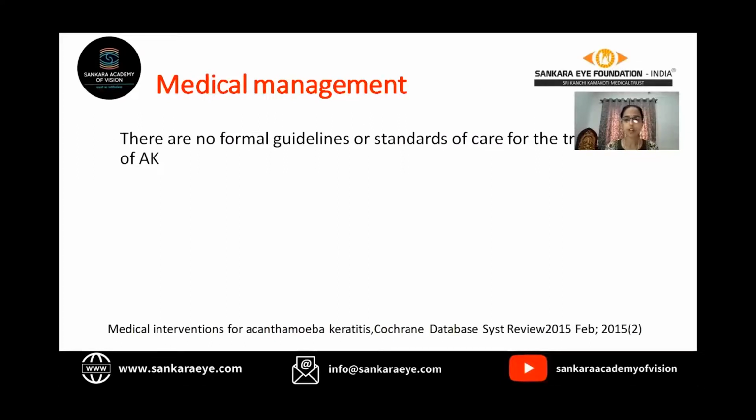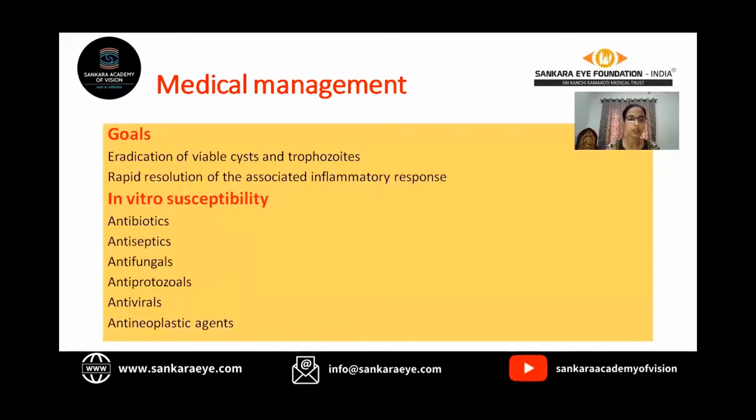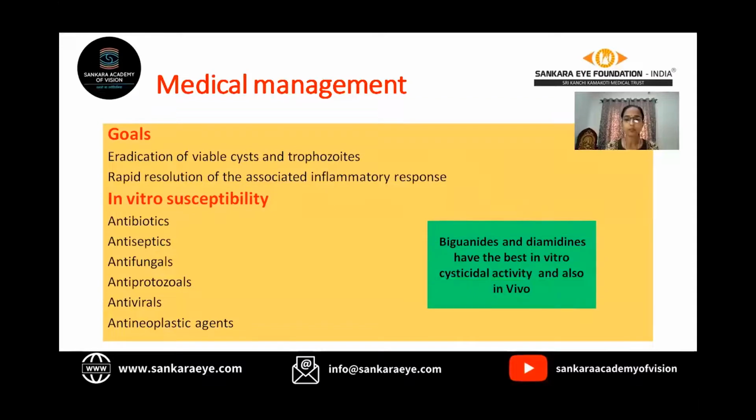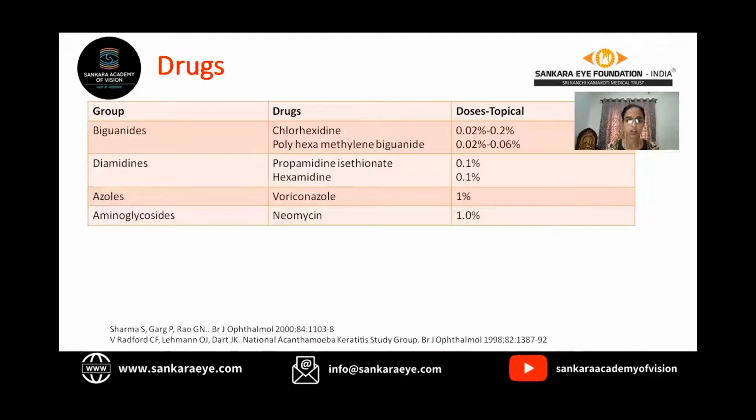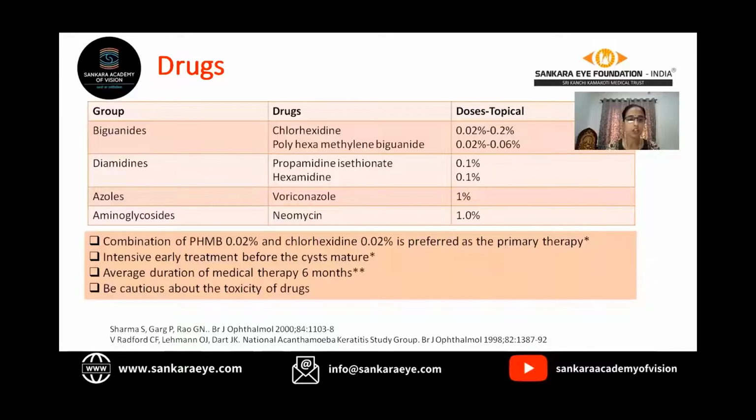Coming to the medical management, there are no formal guidelines or standards of care for the treatment of Acanthamoeba keratitis. The goals being eradication of viable cysts and trophozoites, and rapid resolution of the associated inflammatory response. A wide variety of chemotherapeutic agents show in vitro susceptibility for the organism. But when it comes to in vivo cysticidal activity, biguanides and diamidines are the best, which are shown here in this table. A combination of PHMB and chlorhexidine 0.02% is preferred as the primary therapy.